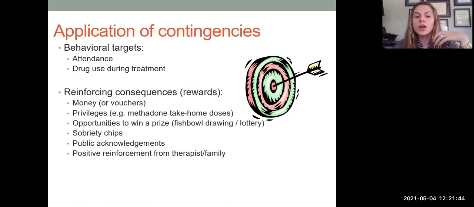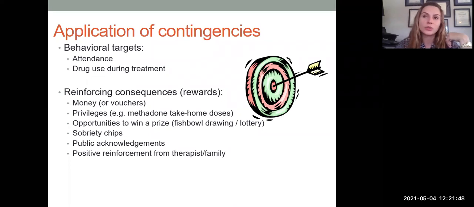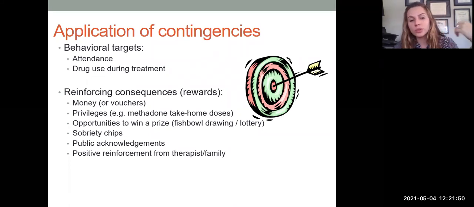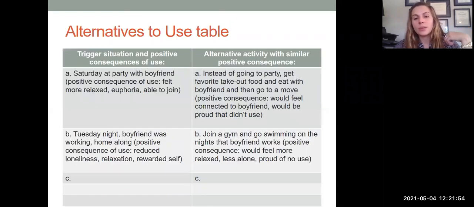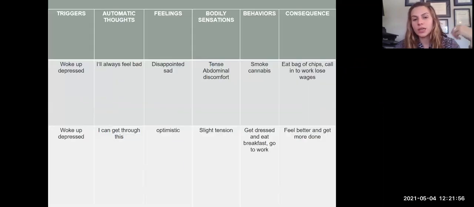So how does that apply? Well, we can do that as providers. We can reinforce their behaviors and their engagement in treatment, their use while they're in treatment. And we can also teach them this skill using what's called an alternatives to use table.